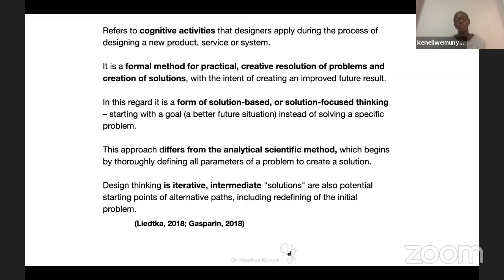And of course, design thinking refers to cognitive activities that designers apply during the process of designing services and systems. It is a formal method for practical creative solution to developing solutions to problems. And it is solution-based and solution-focused thinking. It differs a lot from analytical thinking, which begins with thoroughly defining all the parameters. With design thinking, we use what is known as abductive reasoning. And I am going to talk more about this later. And of course, the process is iterative. So you go through iterative rounds to develop a solution. So it's not a linear process.